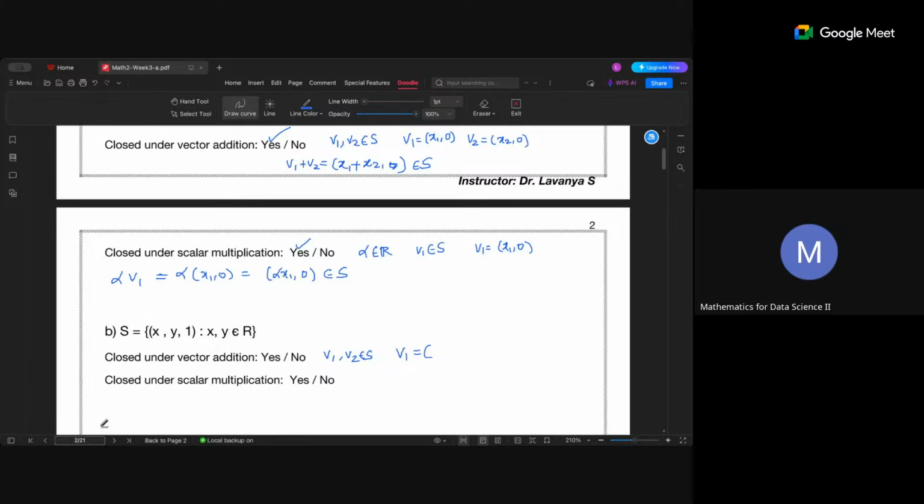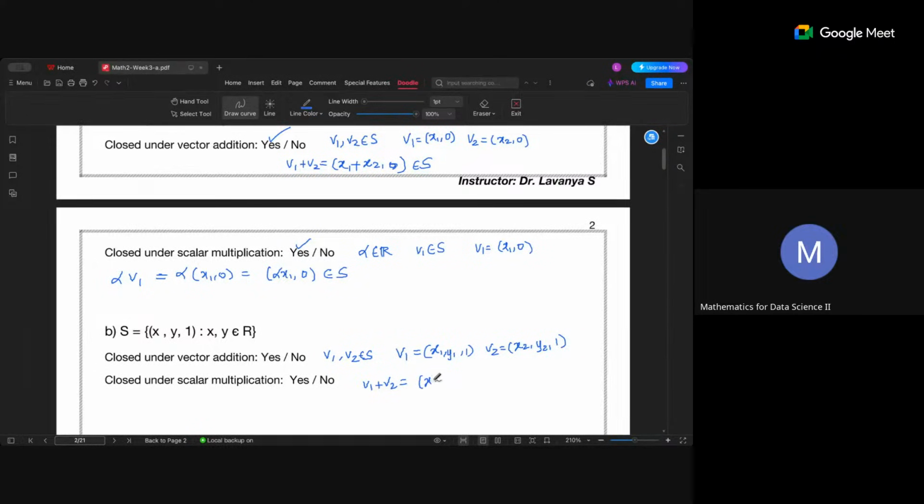See, if the class is not interactive... So v1 is x1, y1, comma 1. And what about v2? x2, y2, comma 1. Good. So now what about v1 plus v2?